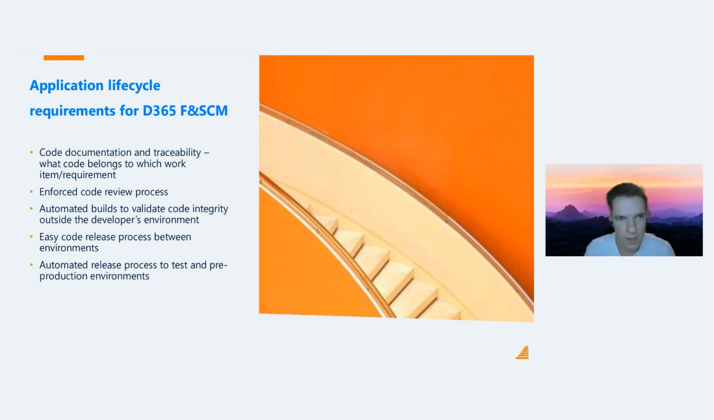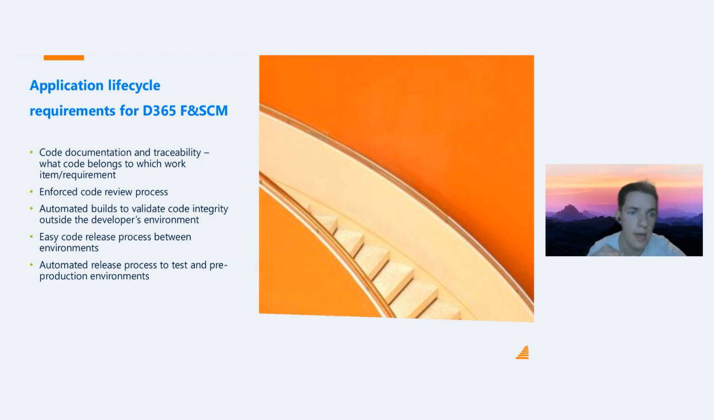So what could be the application lifecycle requirements for Dynamics 365? First, you want to have code documentation and traceability. So you really want to know what code belongs to which work item, because sometimes you have to do some troubleshooting or some witch hunt, and you want to see which code came from what requirement. You also usually want to enforce a code review process, right? The leading developer should review the code from his peers.